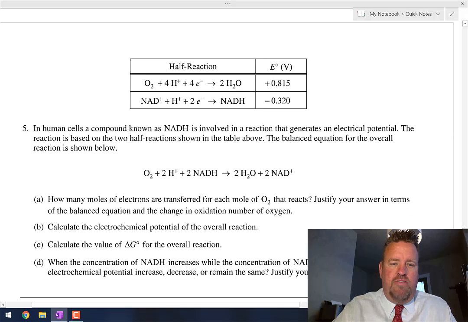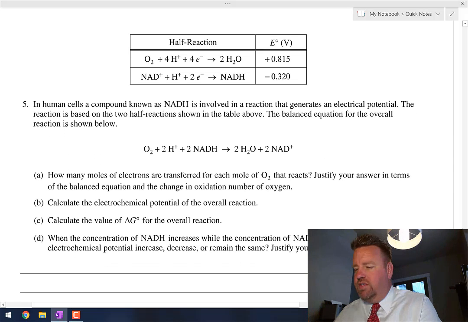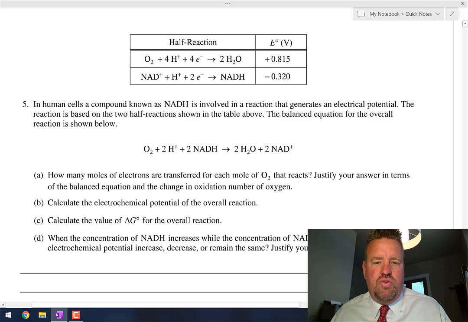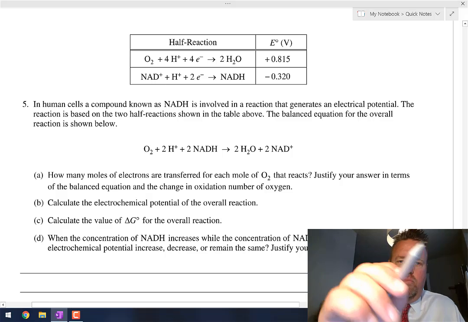Question number 5. We've got some NADH. And let's see, in part A, you've got the chemical reaction there, you've got the cell potential. It says how many moles of electrons are transferred for each mole of O2 that reacts? Justify your answer in terms of the balanced equation and the change in oxidation number of oxygen.